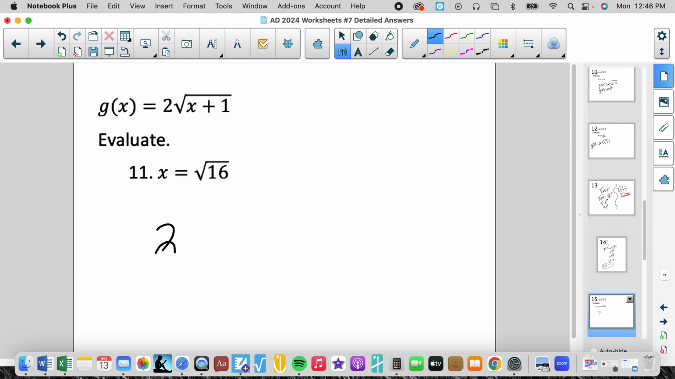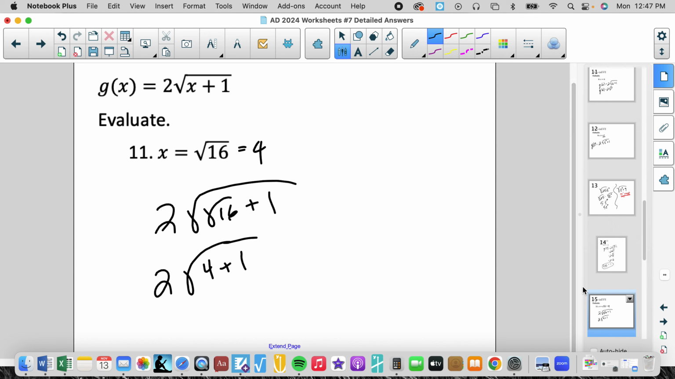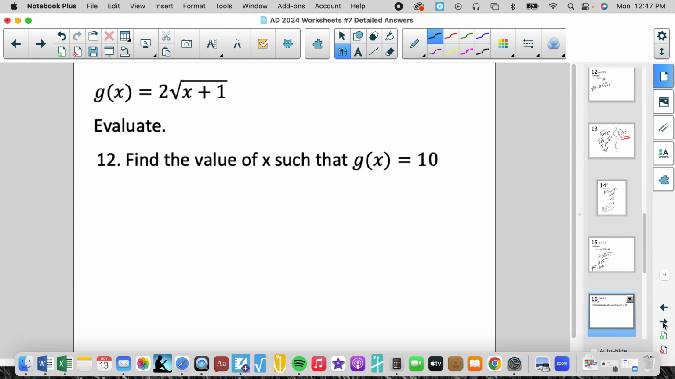So we have 2. Now you could either simplify that now, or you could have simplified it inside it. But we would write 4 plus 1, and we get 2 rad 5, which cannot be simplified. So g of, you can write square root of 16. I probably wouldn't. I'd probably just write g of 4. Oh, so now we again have my g of x.